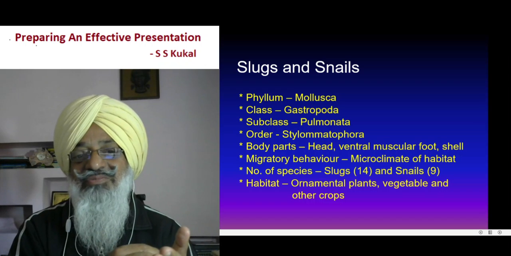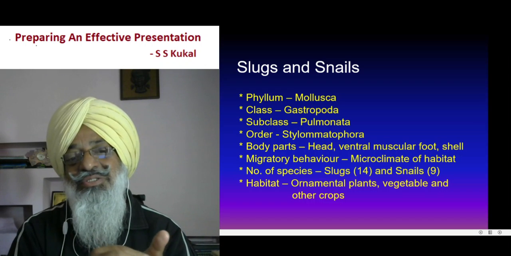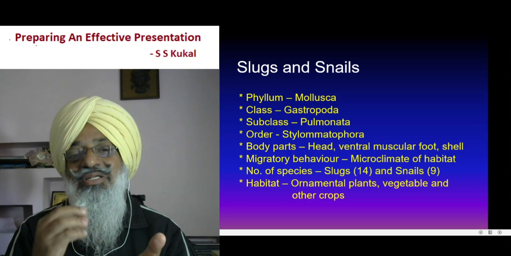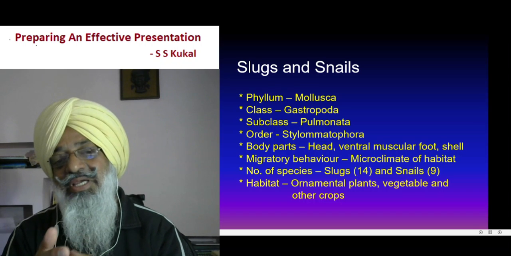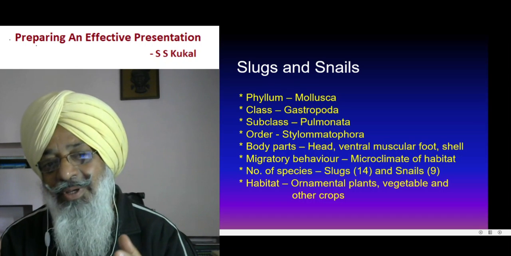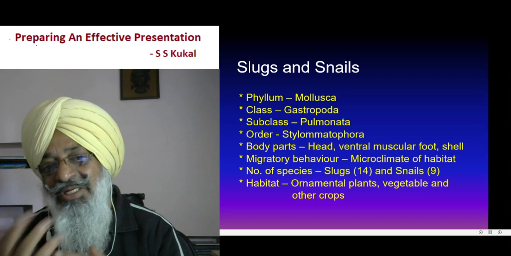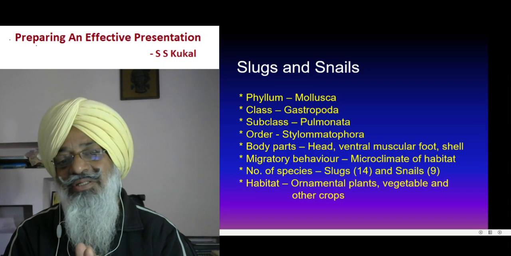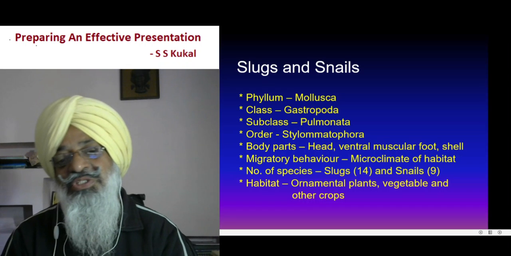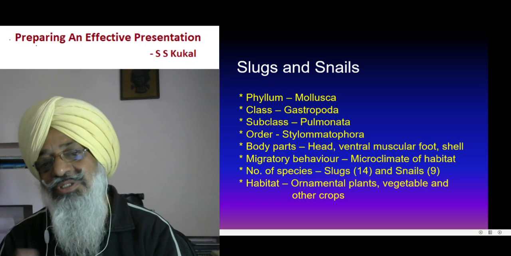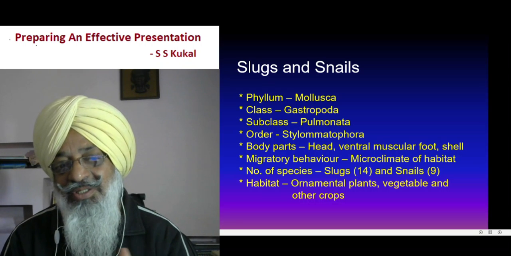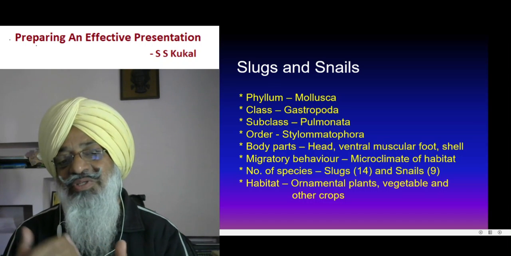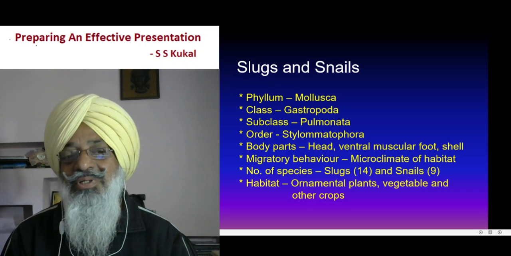The body parts of the slugs, they consist of head, ventral muscular foot, shell. Then these slugs are migratory. They have migratory behavior. It depends upon the microclimate of the habitat. We have 14 species of slugs and 9 species of snails so far identified, and their habitat generally is ornamental plants, vegetable, other crop. Very simple.